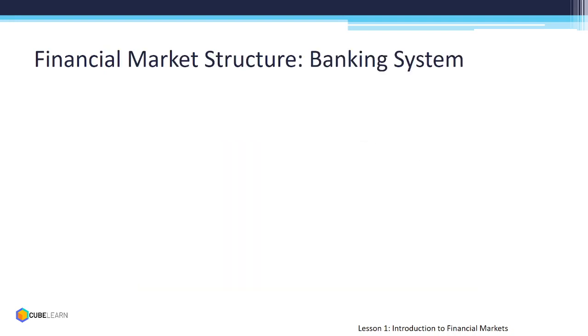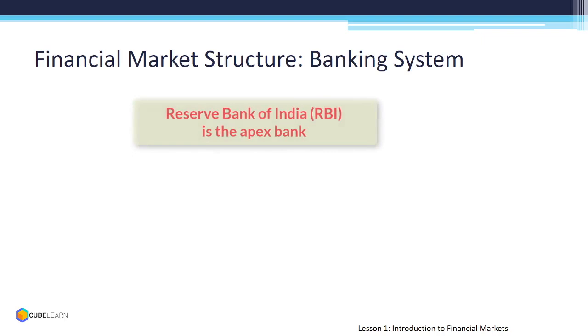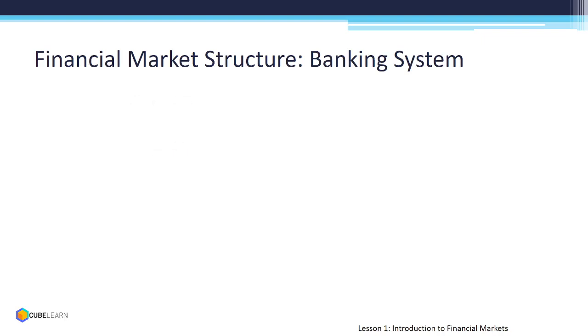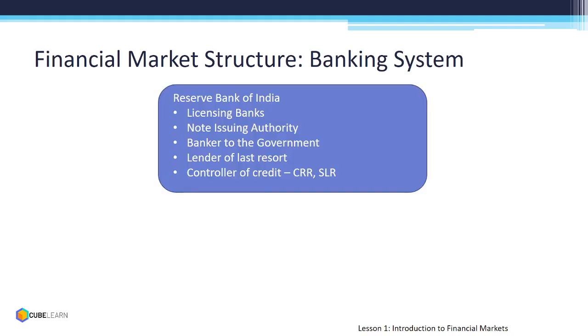Now let's discuss the banking system in financial markets. Reserve Bank of India, or RBI, is the apex bank. It serves as a regulator of the banking system and the monetary authority. You can browse through the main functions of RBI. We will discuss functions of RBI in detail in lesson 12.